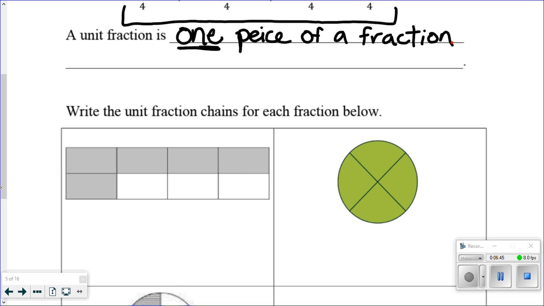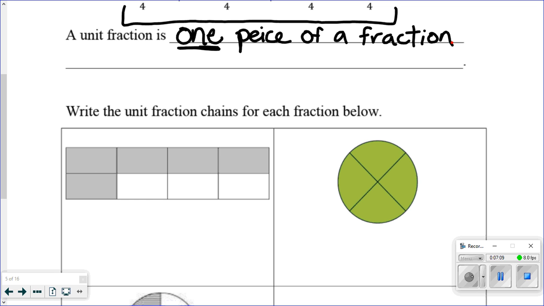And then 1, 2, 3, 4, 5 of those 8 pieces are lightly shaded in. Don't color them too dark because we're going to write in those pieces. So again, we have a bar split into 8 pieces, and then inside those 8 pieces, 5 of them are lightly shaded.